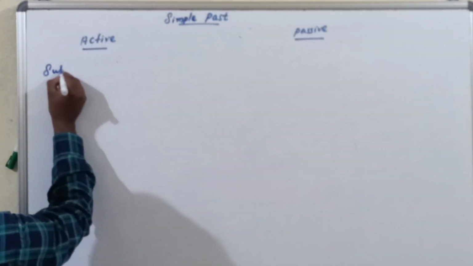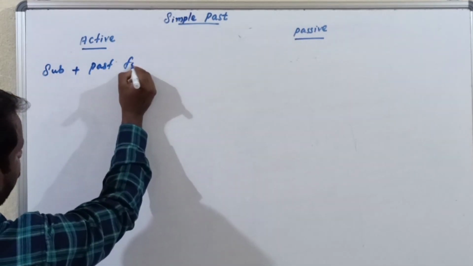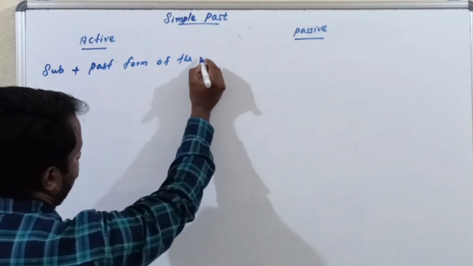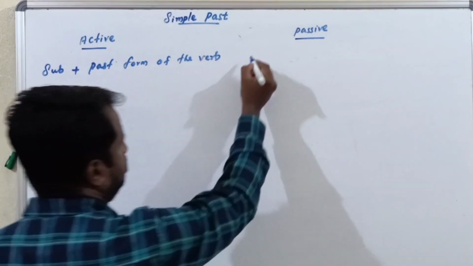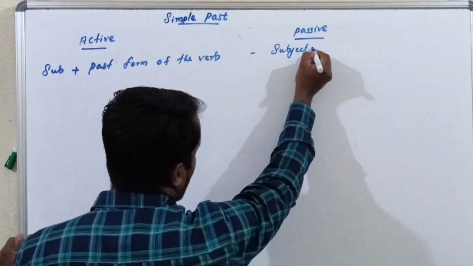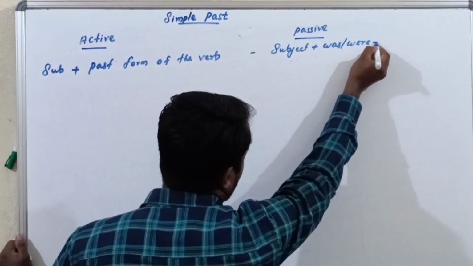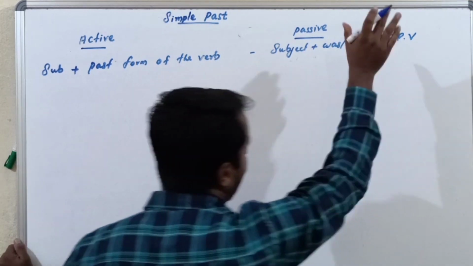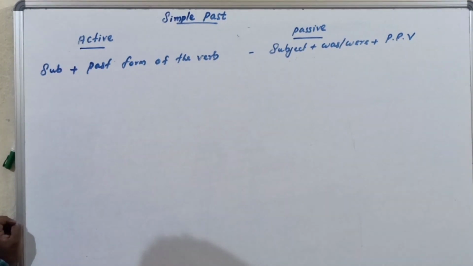Active: subject plus past form of the verb, that means the second form. And passive: subject plus was or were plus the past participle form of the verb. Always in passive, the past participle form. Clear?